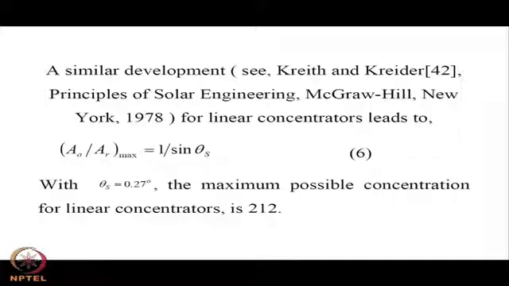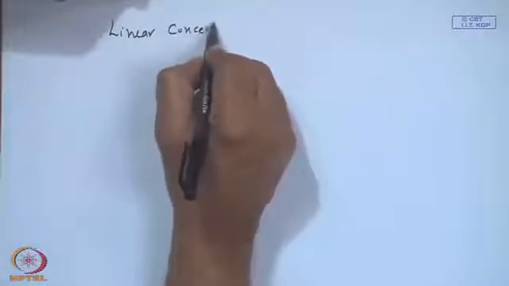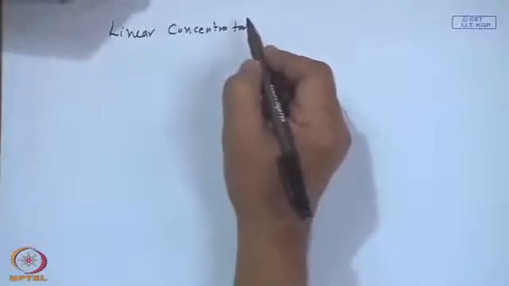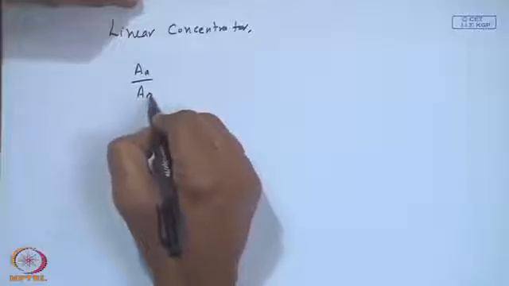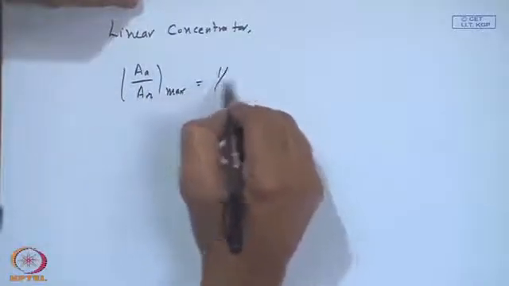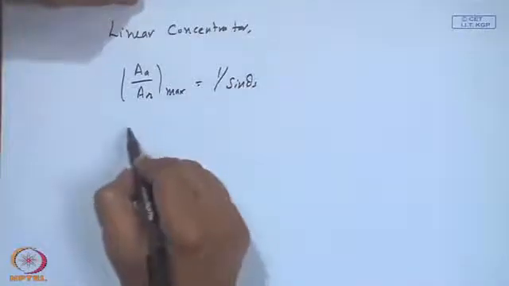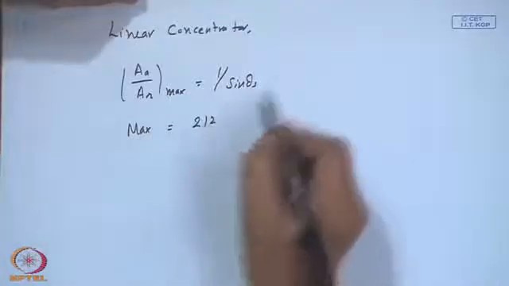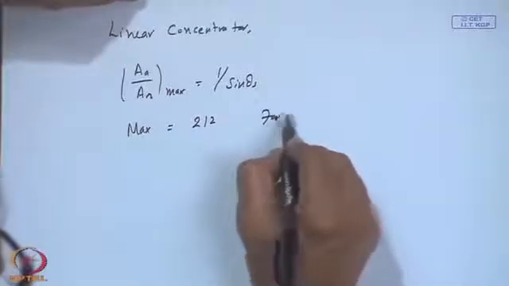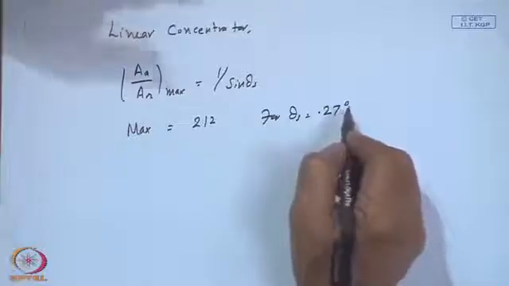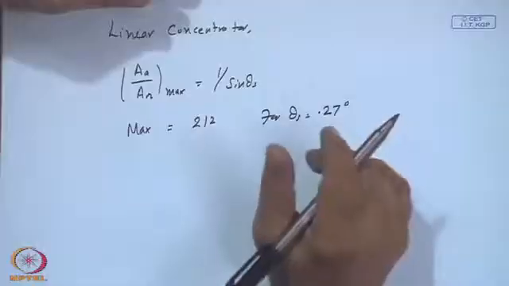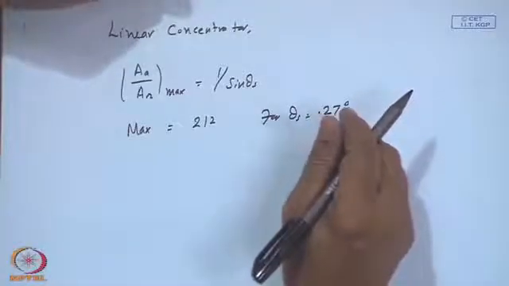If it is a linear concentrator, you can see the textbook by Kreith and Kreider, which is a very well written book. A upon AR max will be 1 upon sin theta s. The max will be equal to 212 if theta s is 0.27 degrees. Though I am writing it as theta s as 0.27 degrees, we have no option, that is the angle the sun subtends at the earth's surface. So, you have a possible 45,000 concentration ratio for a circular concentrator and a possible 212 as the maximum for a linear concentrator.